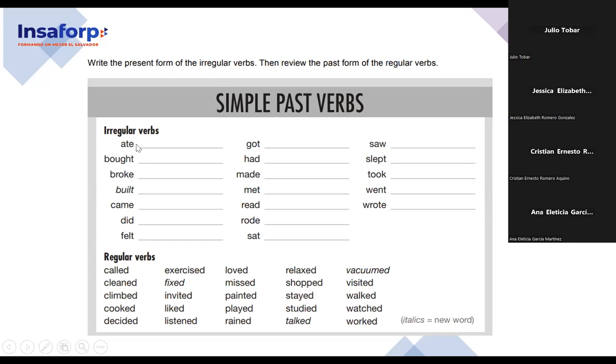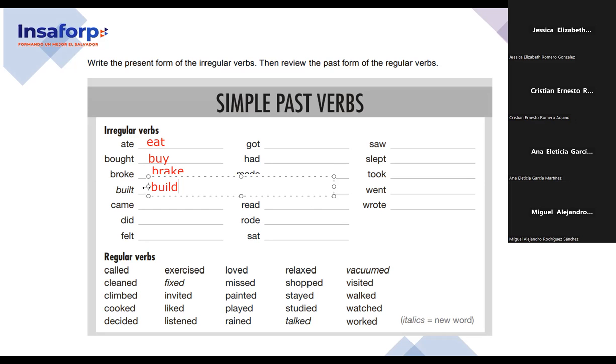What is the present of the verb eat? Eat. Perfect. What is the present of the verb buy? Buy, right? This one is eat, buy. What is the present of the verb broke? Break. Break, very good. What is the present of the verb build? Build. Perfect, build. What is the present of the verb came? Come, very good.